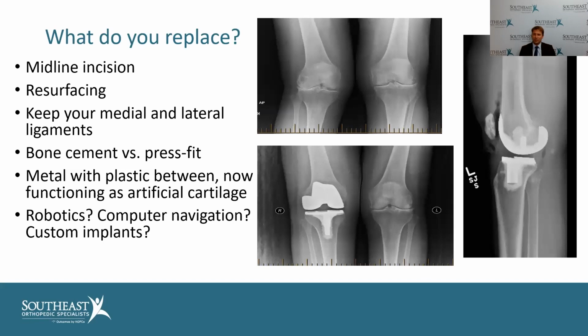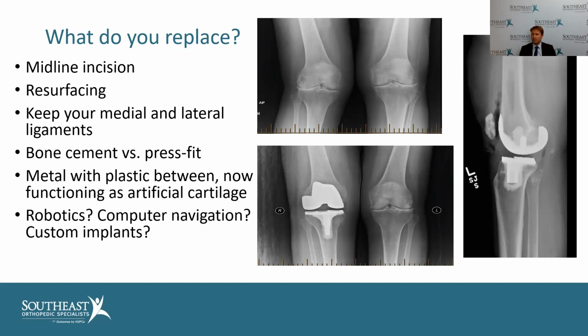So what is a joint replacement and what do we actually do? So I'll start with the knee here. A knee replacement is a midline incision right down the front of the knee. Typically takes about an hour-long procedure. And what it really is, is a resurfacing of the knee.